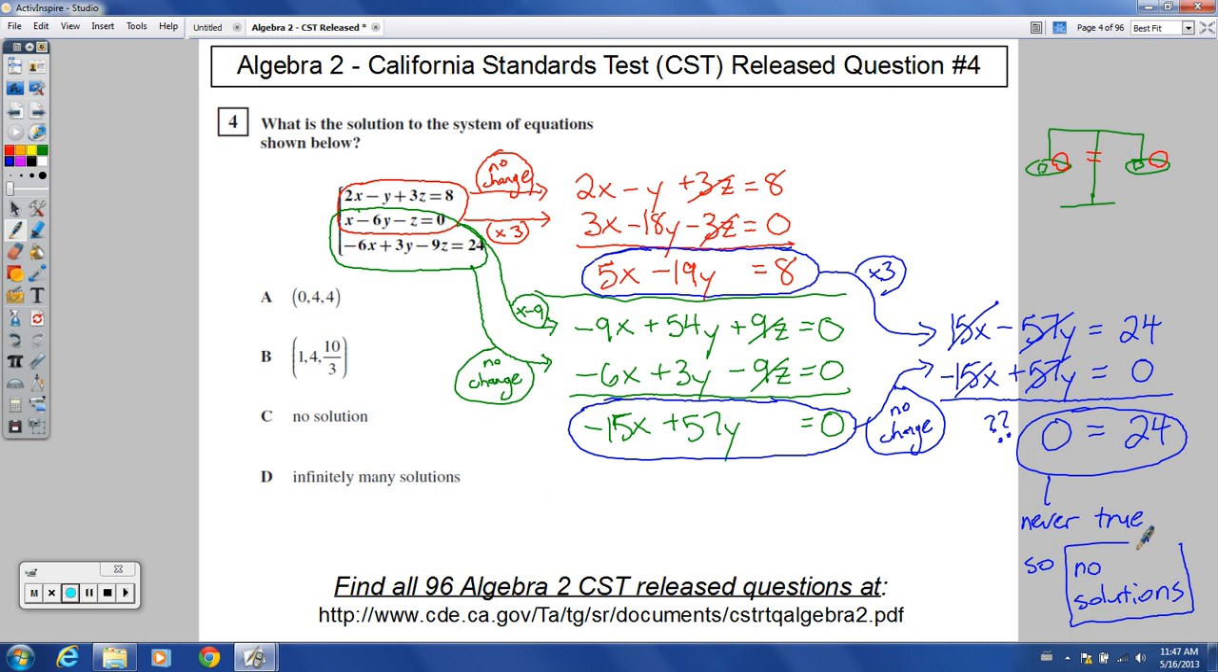So from there, I can just look at my answers and say choice C has got to be the right answer.